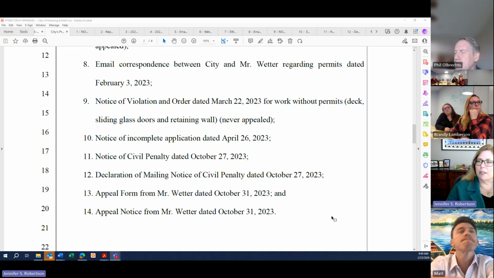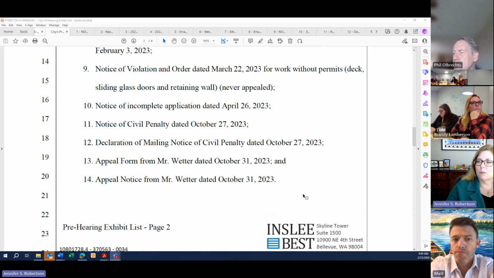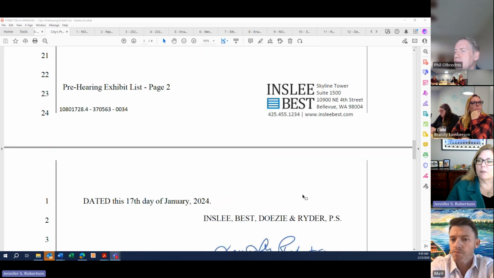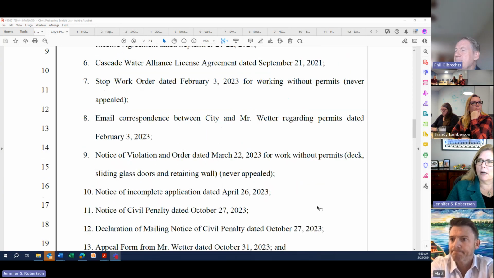Then the notice of incomplete application, April 26, 2023. And then the issuance of this notice of civil penalty, October 27th, 2023, with the declaration of mailing. Those are exhibits 11 and 12. Exhibit 13, Mr. Wetter's appeal form, and exhibit 14 is his appeal notice, which went with the appeal form. So those are the exhibits that we pre-sent. At this time, I don't have anything more, unless something comes up during the hearing and we submit something else. We would appreciate having all of these admitted.